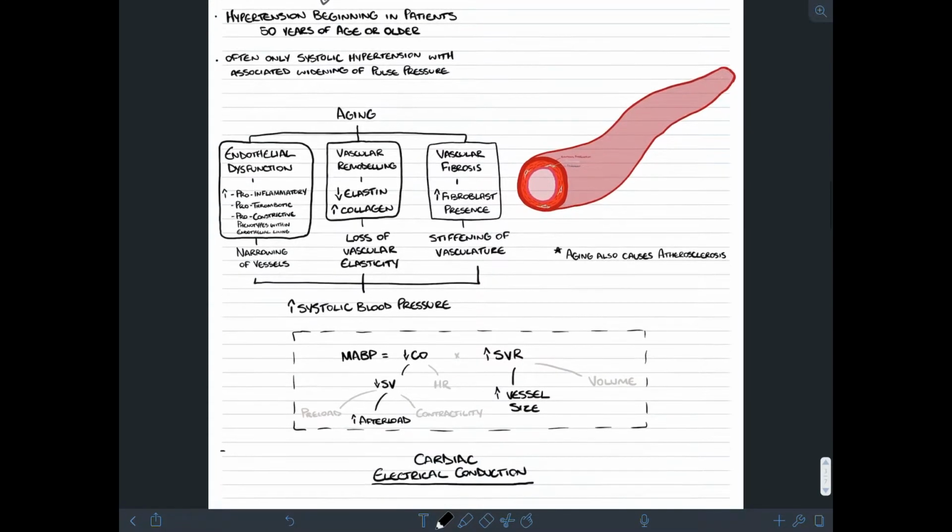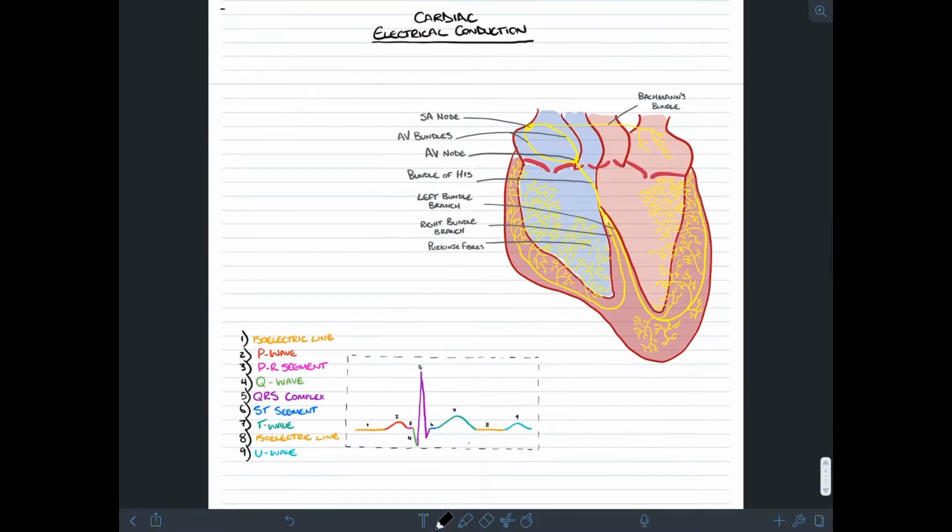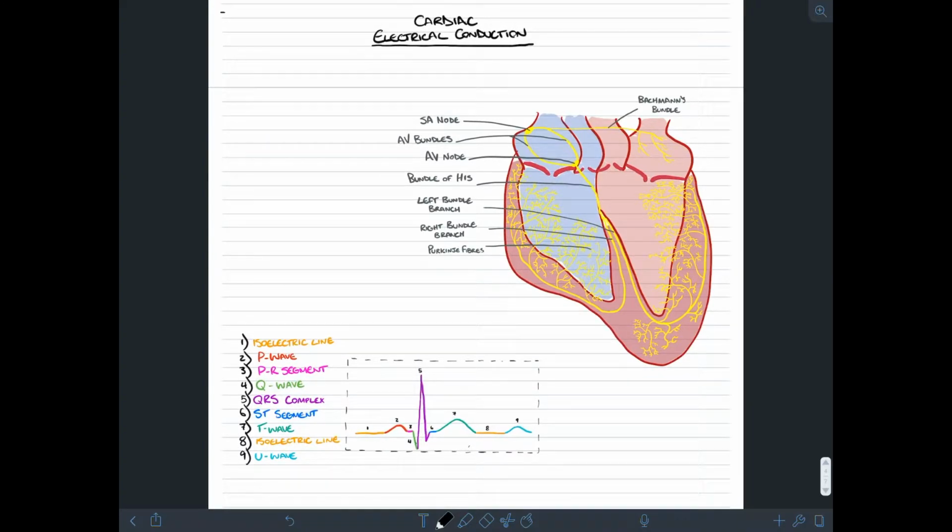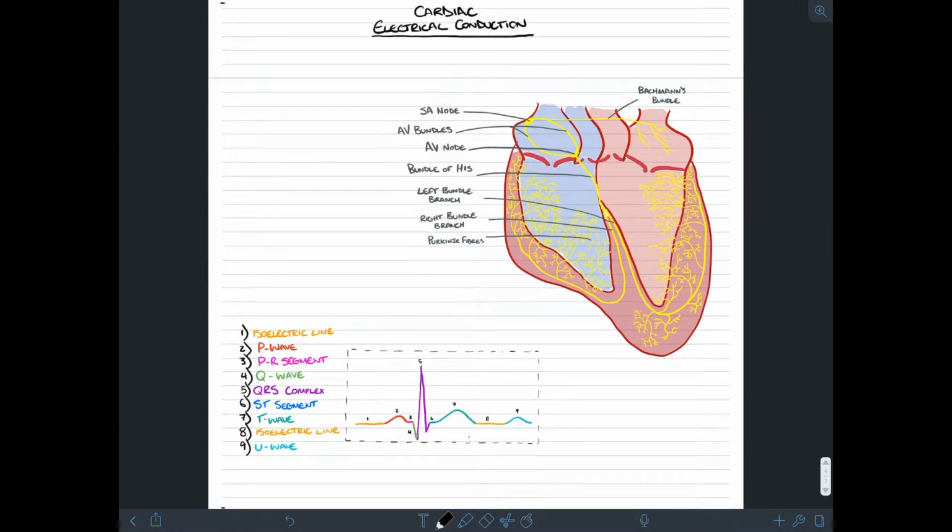So we're going to move on to cardiac electrical conduction. Right here in front of us, we have a normal cardiac electrical system. So we have the anatomy of it and the associated ECG to explain the process and what we see in each portion of the ECG. First of all, we're going to be going phase by phase through these phases right here, as we see at the bottom of the screen.